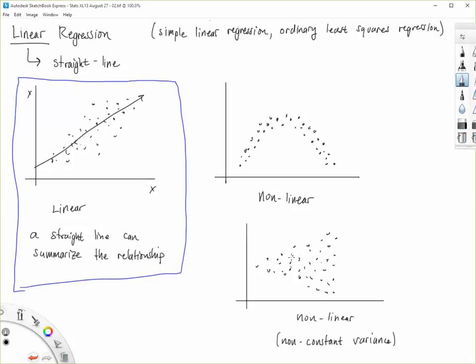Okay, and so when we talk about a relationship between two variables, x and y, if after creating a scatter plot it seems like a linear relationship is appropriate, we can summarize that relationship with a value called correlation.